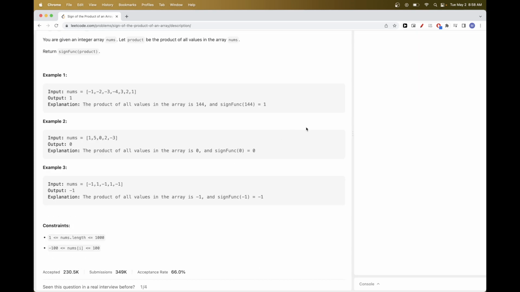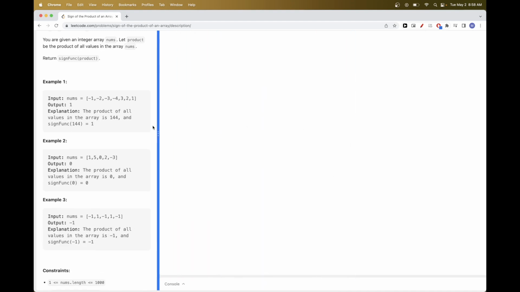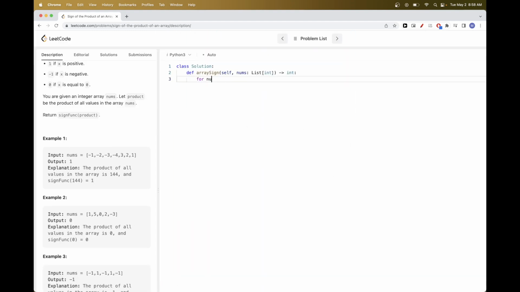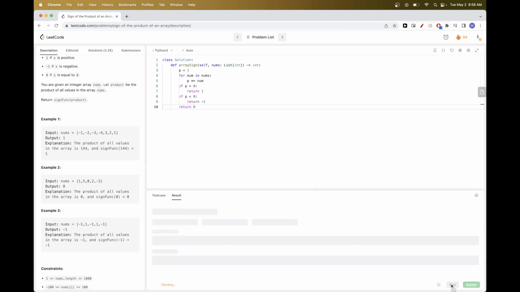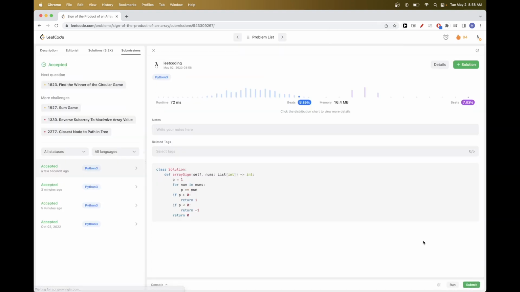Now, how do we solve it? Well, pretty straightforward. You could just do a for loop literally and just calculate the product, right? And so the simplest solution is just to have p equal to 1, which is the product initially, and just go through the array. And so we will just multiply by the number. And now here we'll just check the sign. So if it's positive, we want to return 1. If it's negative, we want to return -1. Otherwise, it's equal to 0, we want to return 0. Okay, so very simple. Let's run it and let's submit, and that passes.